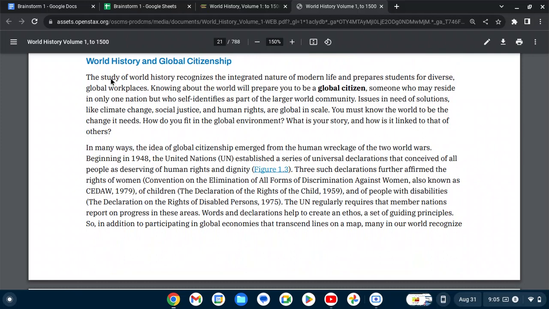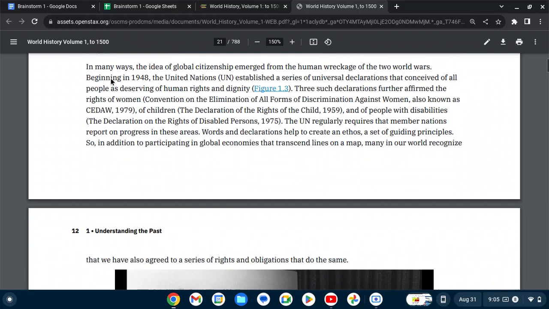How do you fit in the global environment? What is your story? And how is it linked to that of others? In many ways, the idea of global citizenship emerged from the human wreckage of the two world wars. Beginning in 1948, the United Nations established a series of universal declarations that conceived of all people as deserving of human rights and dignity. Three such declarations further affirmed the rights of women, of children, and of people with disabilities. The UN regularly requires that member nations report on progress in these areas.